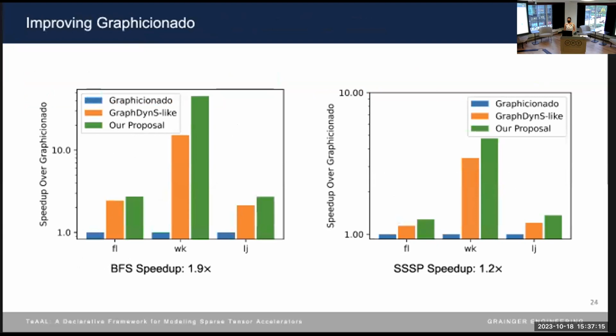Looking at the results, the first bar in each group is Graphicionado, the middle bar is GraphDynS, and the bar on the right incorporates our mapping changes. Our optimization achieves improvement over GraphDynS on both breadth-first search and single-source shortest path.